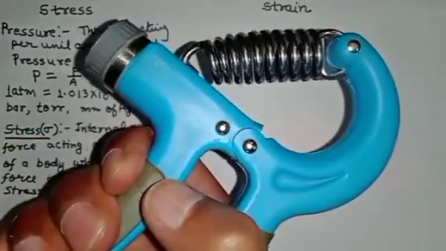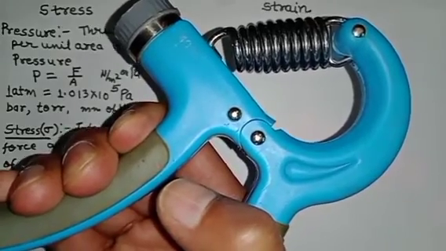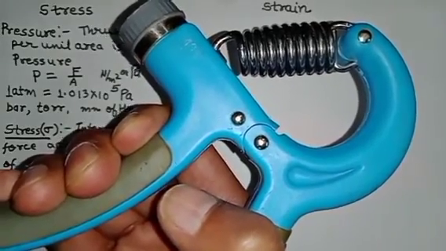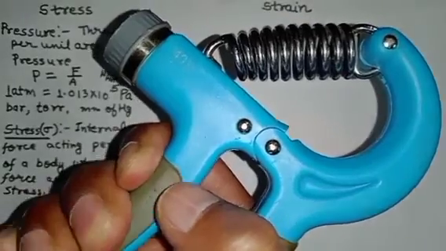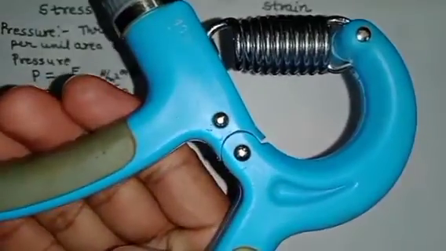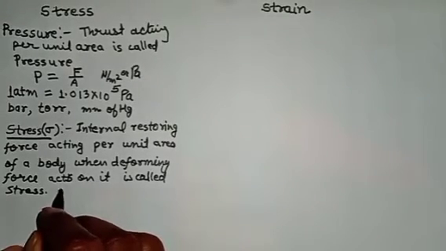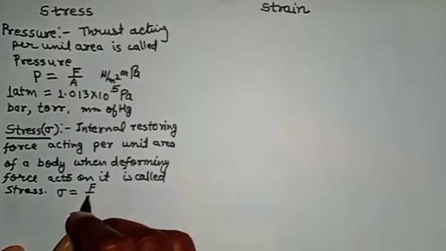I am not, but as I am applying force onto it, it is also applying an internal restoring force. There is a deforming force and there is an internal restoring force. That is why it is being restored. So these are internal restoring forces which are inside the material of that object. And that internal restoring force per unit area is called stress. So the formula for stress is F upon A.